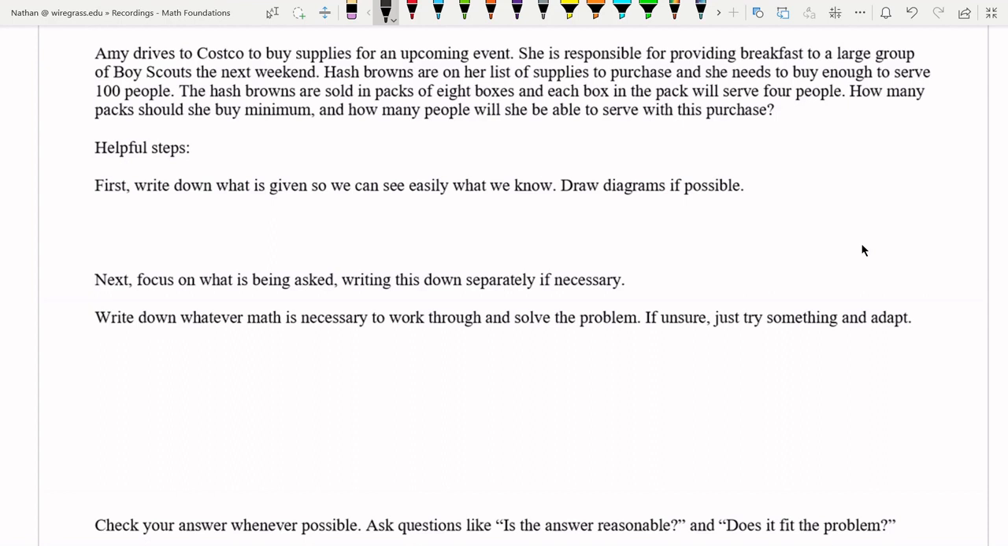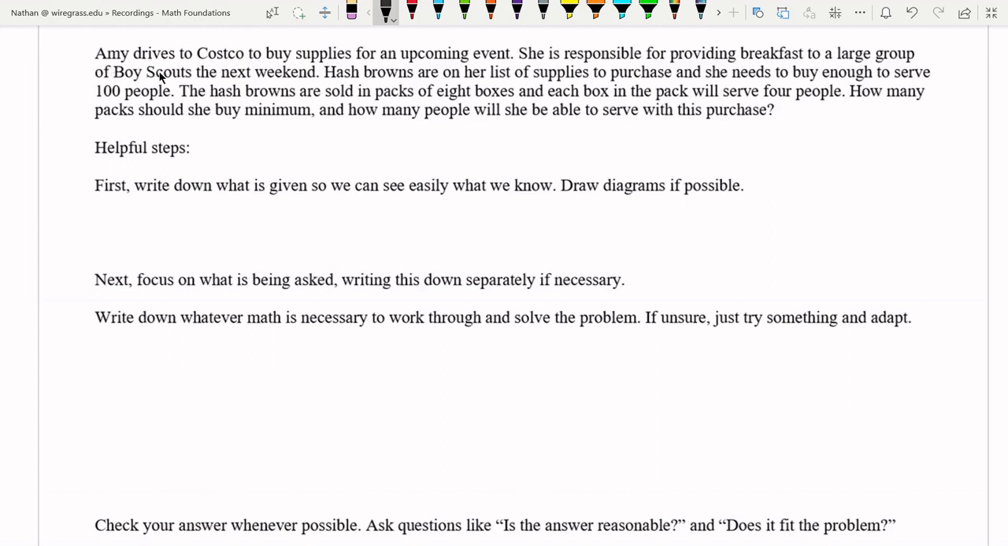being able to translate some kind of English paragraph or statement into the mathematics, because that's really the goal of an application type problem. So here are first helpful steps. First, write down what is given so you can easily see what we're working with.